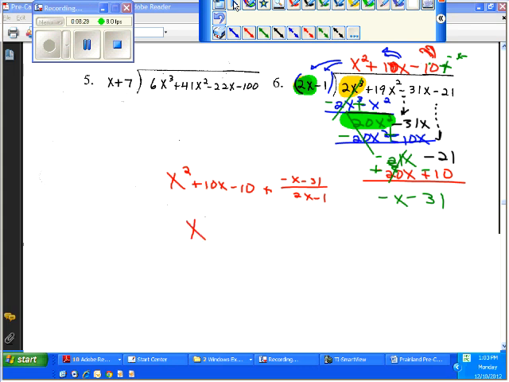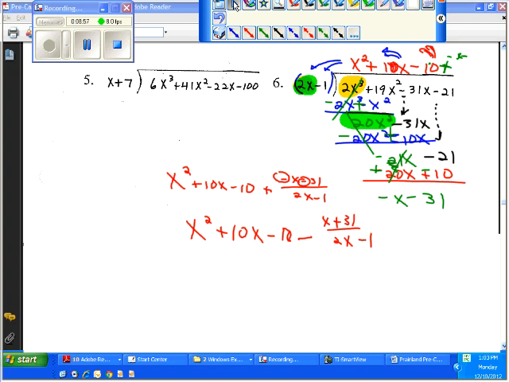Or you could say x squared plus 10x minus 10, and we could factor out that minus and say minus x plus 31 over 2x minus 1, if you wanted to factor that common negative out of the numerator. Okay? Any questions on number 6?